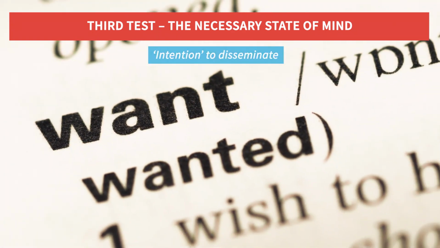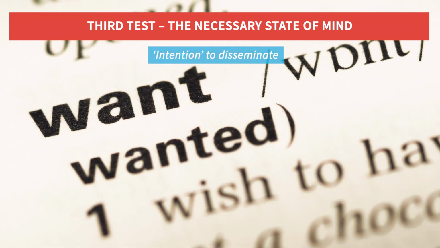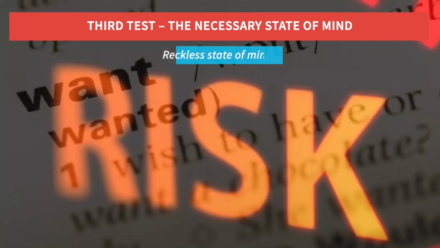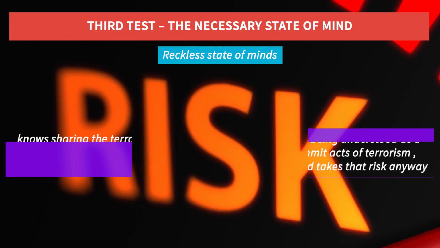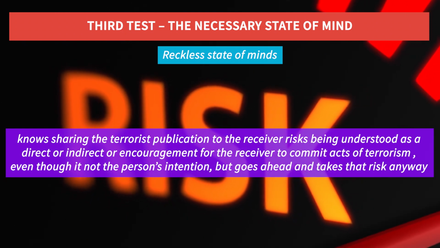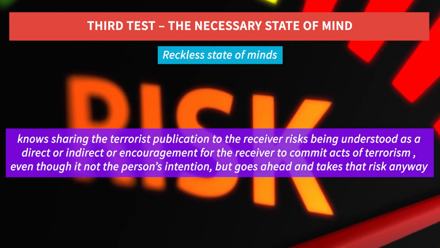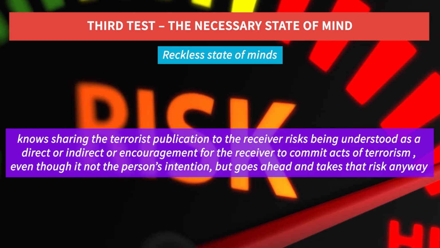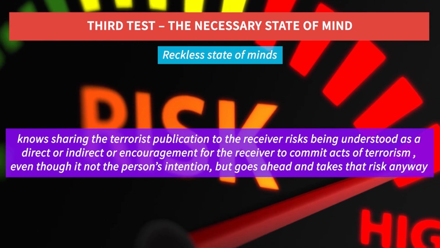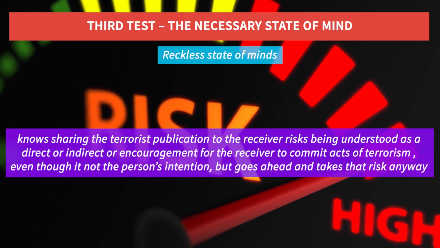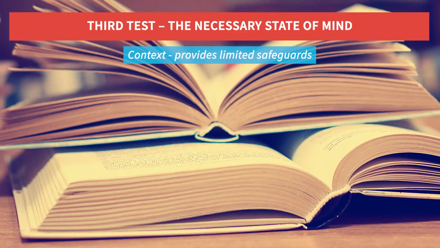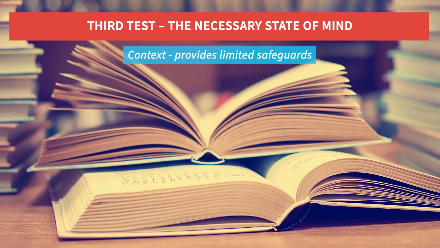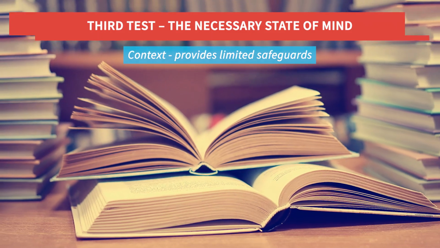Intention as a state of mind refers to a person who basically wants others to be directly or indirectly encouraged to engage in terrorist activity. A reckless state of mind refers to a person who knows sharing the terrorist publication to the receiver risks being understood as direct or indirect encouragement for the receiver to commit acts of terrorism, even though it is not the person's intention, but goes ahead and takes that risk anyway. There are some limited safeguards when the context needs to be taken into account in the dissemination, which can provide defences for established booksellers and libraries.